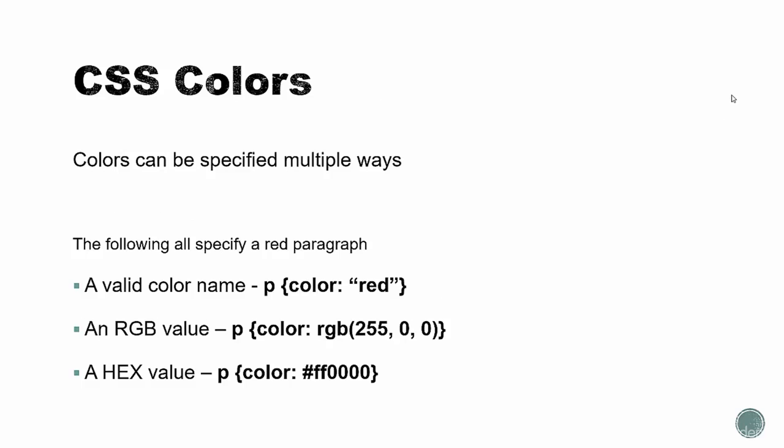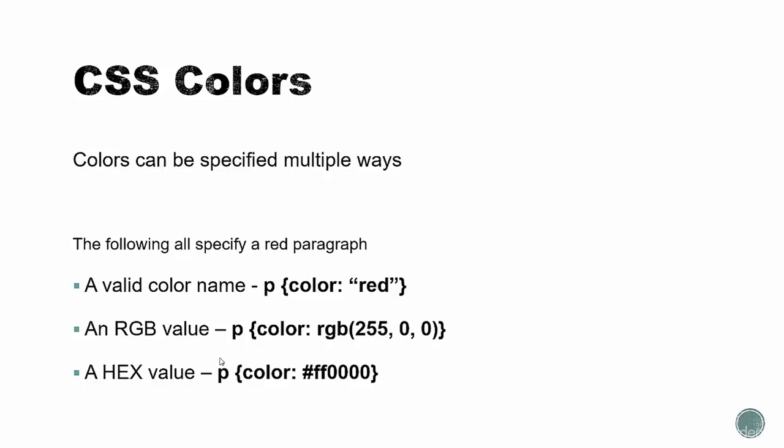So CSS colors can be specified in multiple ways. Down here we have 3 different ways to color a paragraph red. This one here uses just a valid color name of red. Okay, there's quite a few color names that you can use. We can use an RGB value. In this case, we're saying RGB 255, 0, 0. So this stands for red, green, and blue. Since the red is all the way up to 255, which is the max, and then the rest are 0, that makes it all red.